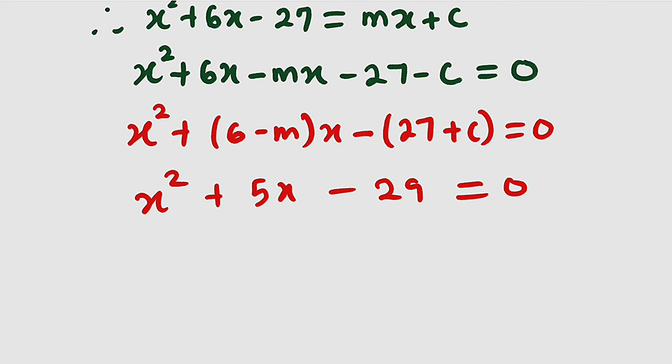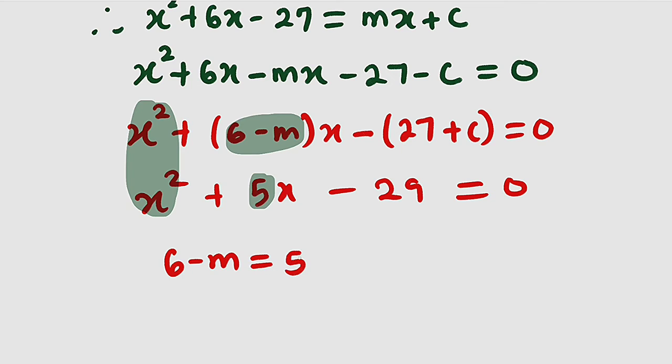So let us relate them. We have no problem with this one, they are all the same. The coefficient of x here is 6 minus m, while this one is 5. So by relating the two, we have that 6 minus m must be equal to 5. And you can see the constant here, we have this to be equal to this. And therefore 27 plus c must be 29.